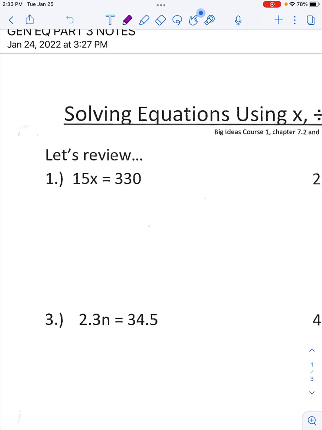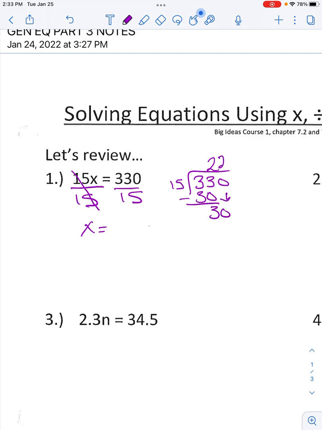So a number next to a letter we know means multiplication. So this says 15 times some number is 330. To solve a multiplication equation, we're going to use the inverse of multiplication, which is division. 15 divided by 15 is 1x. And then we'll do 330 divided by 15 to solve. 15 goes into 33 twice. And 15 into 30 goes twice. So x is 22.